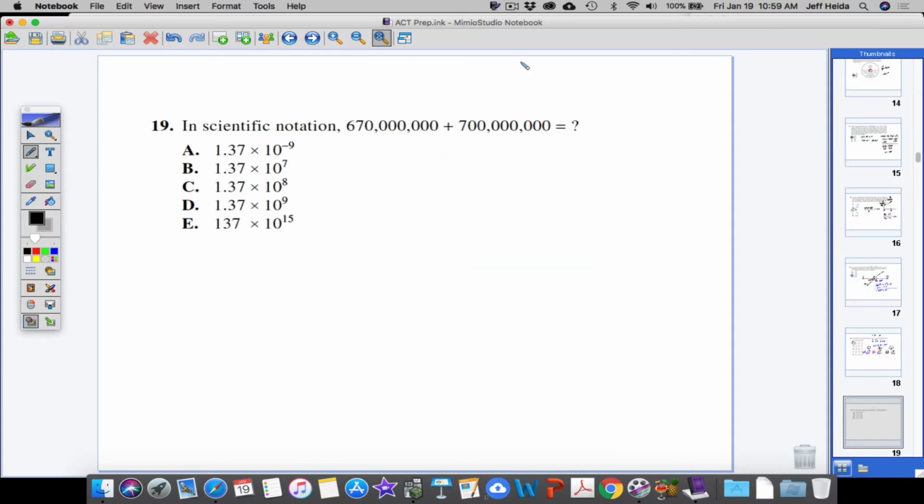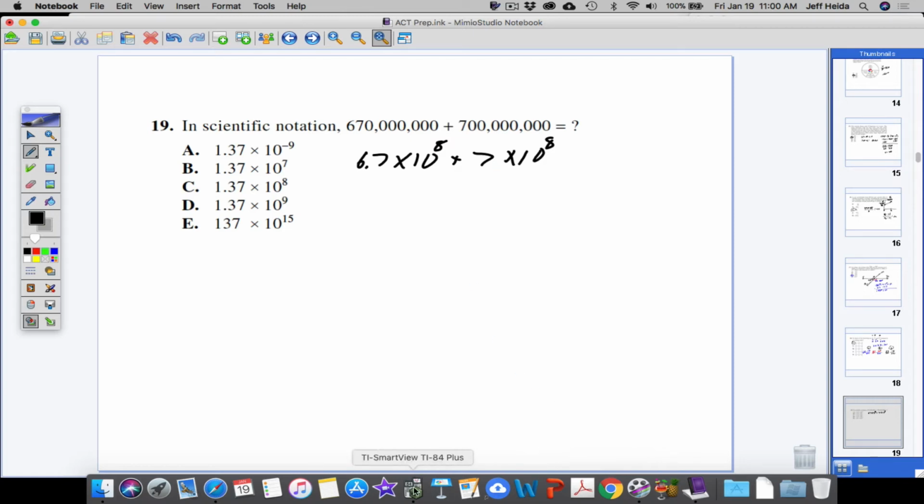Problem number 19. In scientific notation, add 670 million and 700 million. A couple of different ways we can do this. We can add them, change it to scientific notation, or change it to scientific notation and add them, which is actually what I would prefer to do. 6.7 times 10 to the 1, 2, 3, 4, 5, 6, 7, 8. So you have to move the decimal over 8 places to get 6.7, plus 7 times 10 to the 8 again.